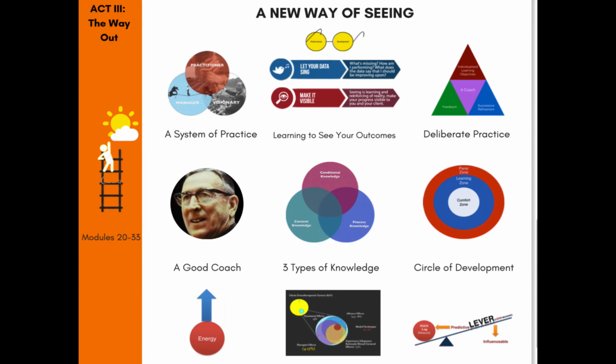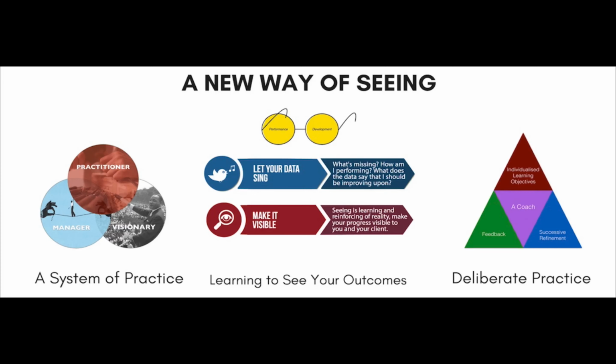Finally, in Act 3, this is where you and I will zoom out and we will look at a way out, a way of seeing, a new way of supervision. There are many components that we'll look at. One of which is developing a system of practice to support your deliberate practice efforts. Another is looking at data and how to analyze it, to make sense out of it.